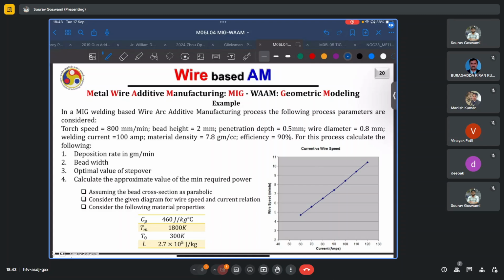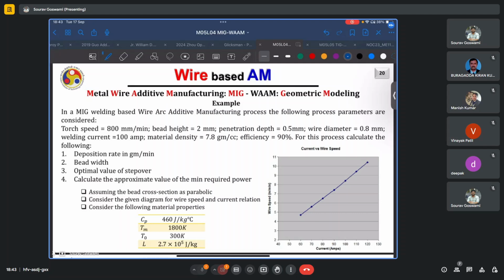The welding current is 100 amps. The material density is 7.8 gram per cc. Efficiency of the process is 90%. And for this process, we are supposed to calculate the deposition rate in grams per minute, the bead width, the optimal value of the step over, and the approximate value of the required power, with certain assumptions.